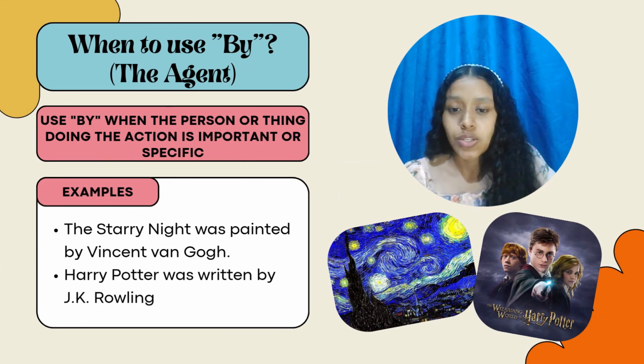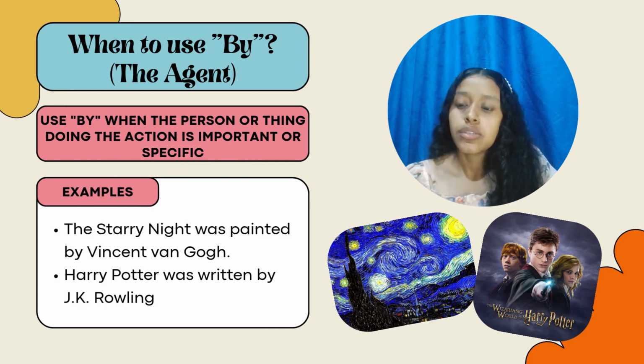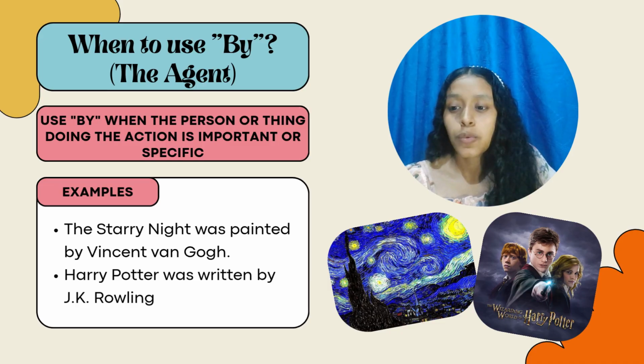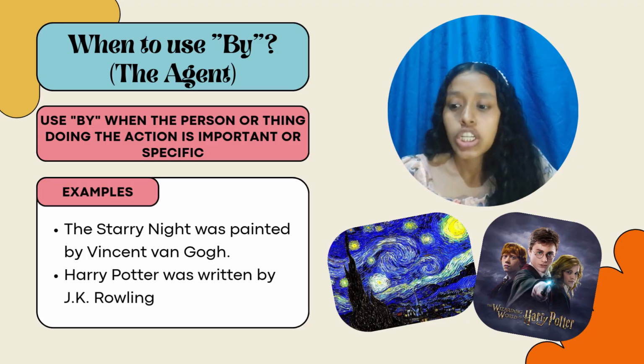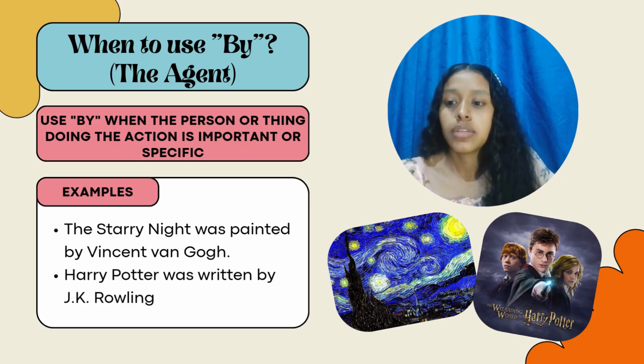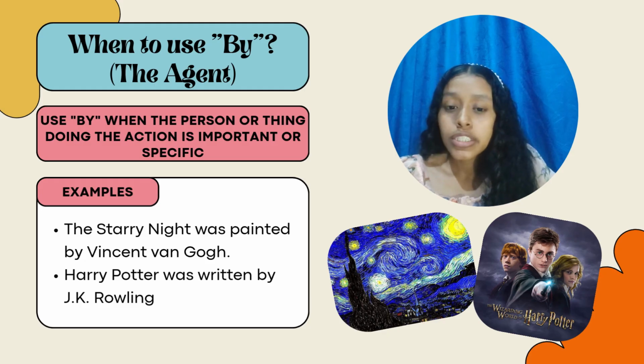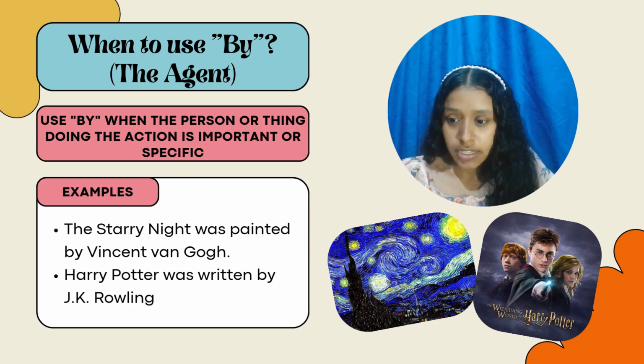A common question in this topic is, do we always need to say who did the action? The answer is no, but we use the word by when the agent, the person or thing performing the action, is essential for the context. For example, here, in art or literature, the creator is very important. We say, the Starry Night was painted by Vincent van Gogh. In this case, removing the artist will make the sentence less informative.